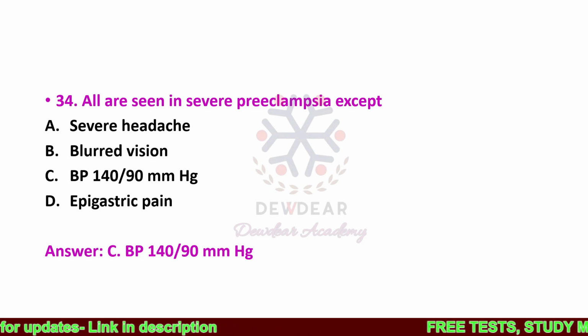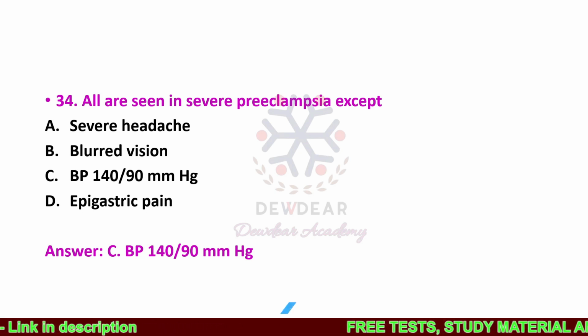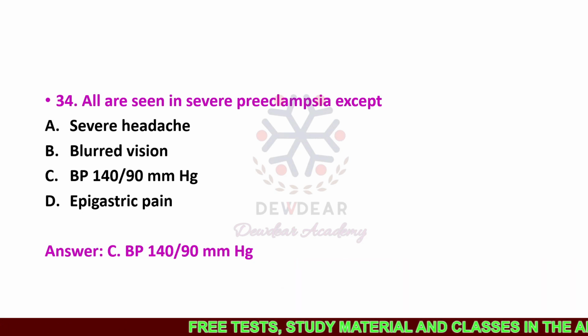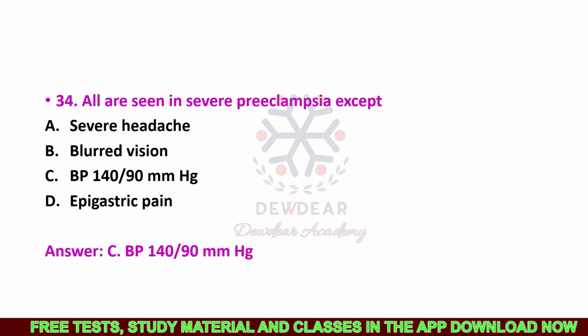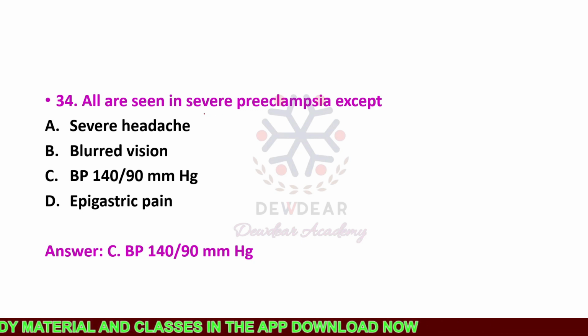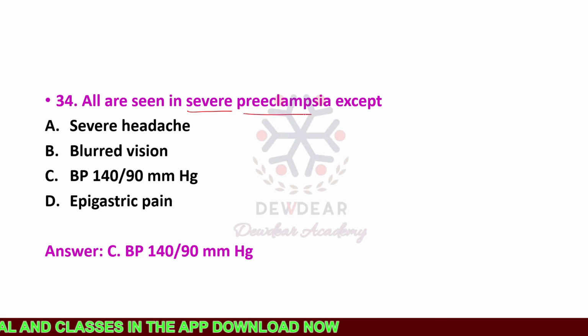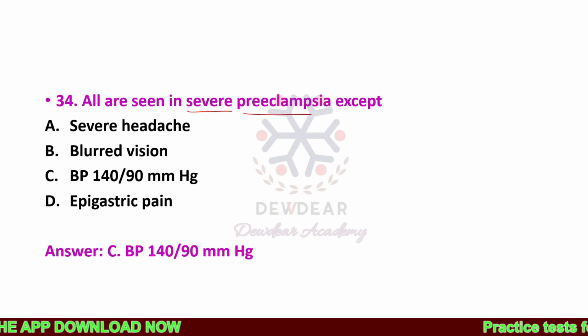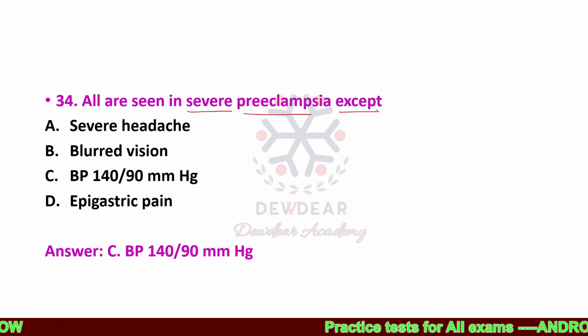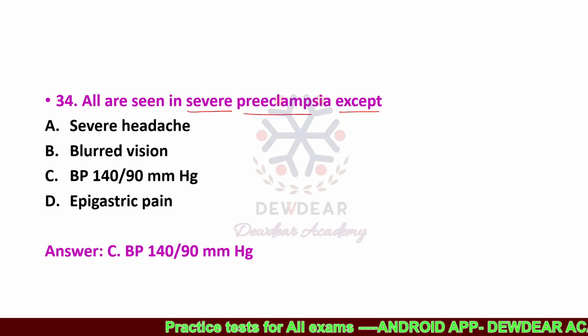Then question number 34. All are seen in severe preeclampsia except. Options: severe headache, blurred vision, BP 140/90 millimeters of mercury, epigastric pain. So all these clinical manifestations are seen in severe preeclampsia. So here the question is regarding this severe preeclampsia. In severe preeclampsia, all these manifestations are seen except. And the question is except. This is also important. And options are severe headache, blurred vision, then BP 140/90 millimeters of mercury, and epigastric pain.